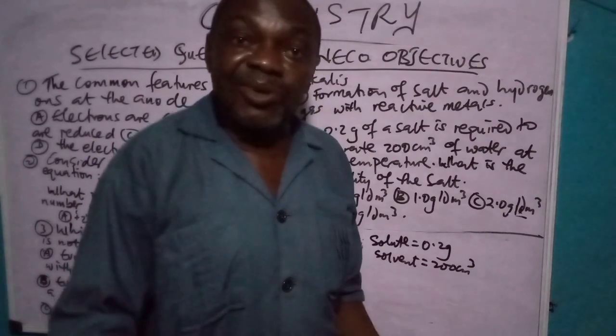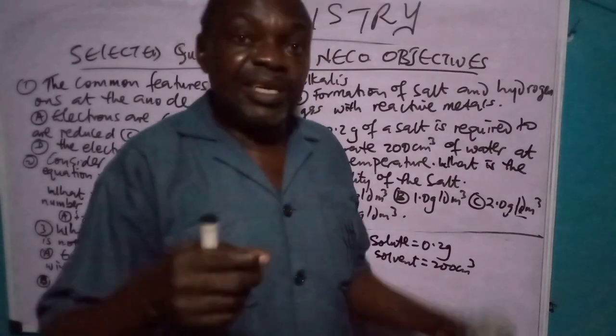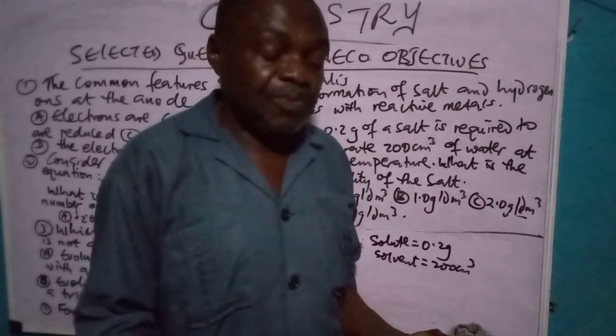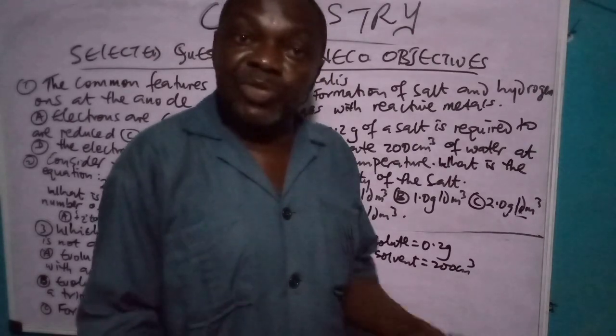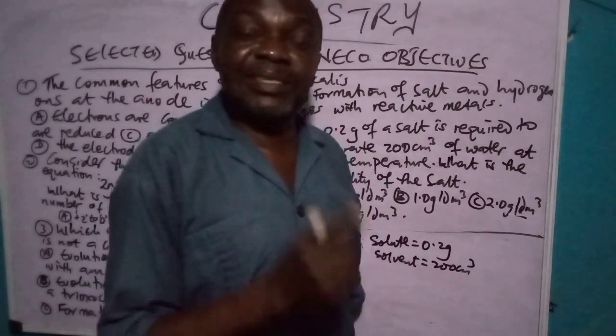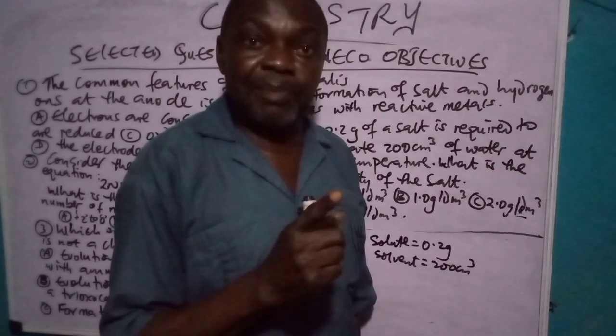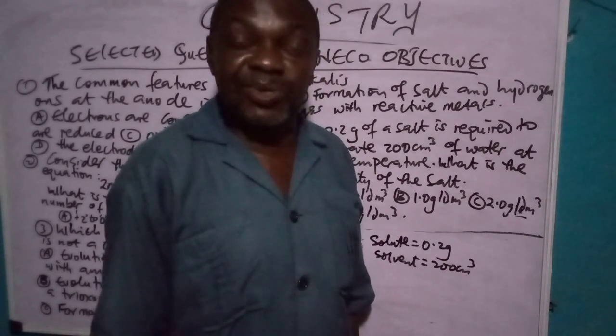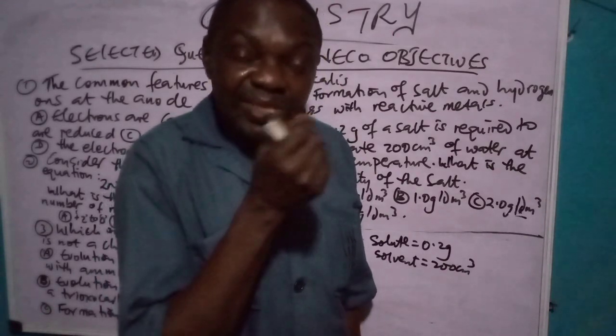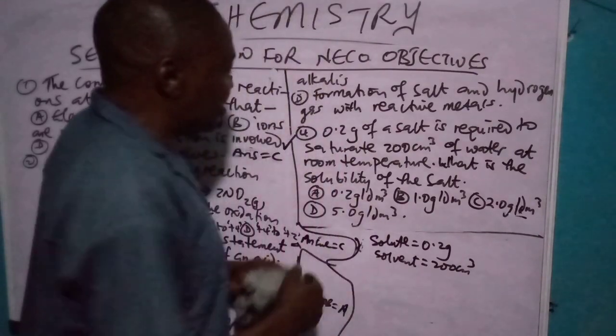If you stir it again, it will dissolve. Remember, temperature must be constant. If you allow it to settle, it will come back again. So that particular point is when you know it's a saturated solution. It always contains a small quantity of the solute lying by the side. So that is a saturated solution.